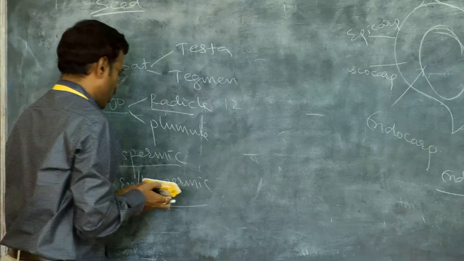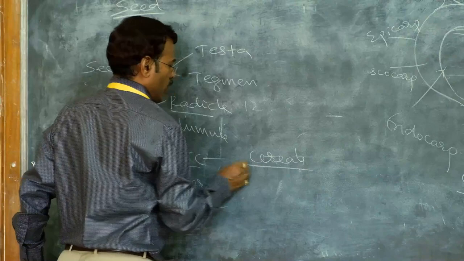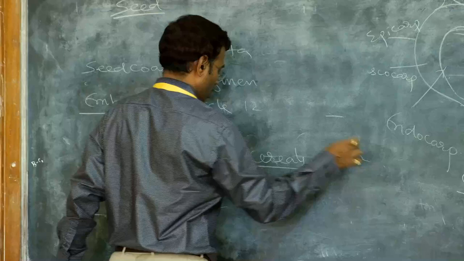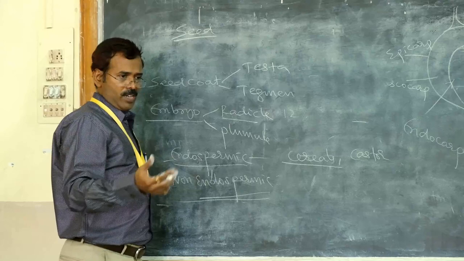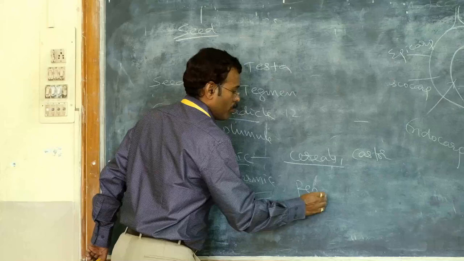So here you have cereals. These are all usually endospermic seeds. A dicot endospermic seed is castor. The non-endospermic seed means a seed which does not have endosperm. Endosperm is completely consumed by the developing embryo. So endosperm is absent. That kind of seed is called a non-endospermic seed. Example, pea, bean, etc.